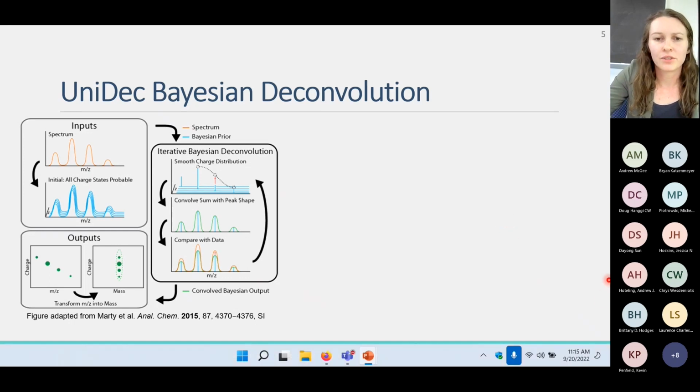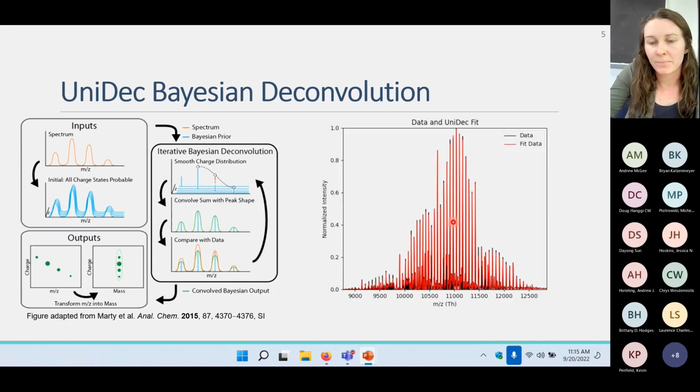And it's supposedly a quantitative technique that uses a probability-based outcome using Bayesian statistics. An example of what this shows is that you would input your mass to charge spectrum that you obtain, so just the text file. It will then iterate for all possible charge states based on an inputted range that you tell it.